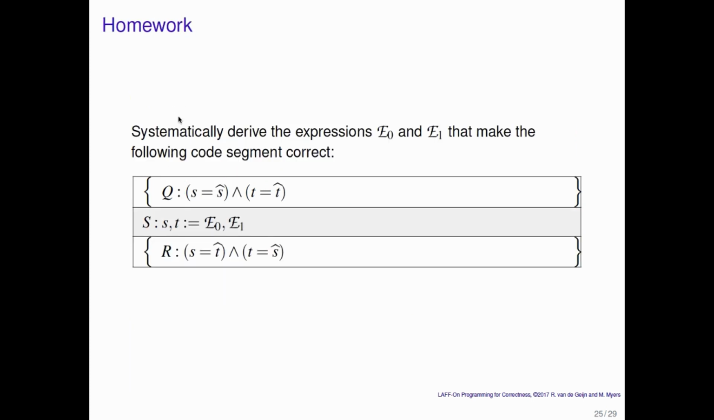What I want you to do next is do this homework, where you're simultaneously assigning two variables s and t. And if you look at the precondition and the postcondition, what they tell you is that the values of s and t should be swapped. I'll see you in the next video.